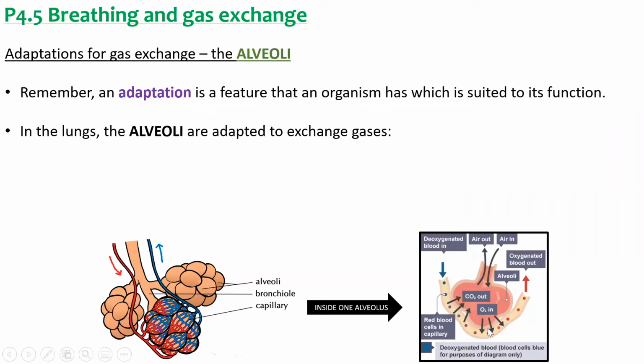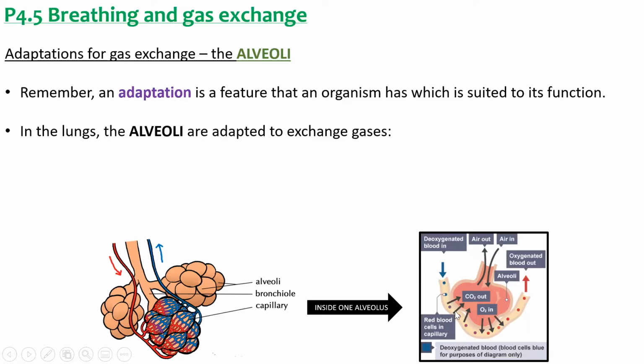and oxygen goes back into the blood in the same place. The alveoli do both. And oxygenated blood is taken out, and that will go to the heart and to the rest of the body. The blue cells show deoxygenated blood. They're not actually blue; that's for the purpose of the diagram, to make it easier to see.